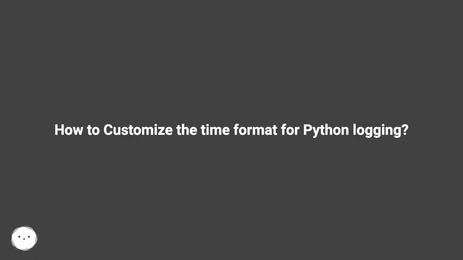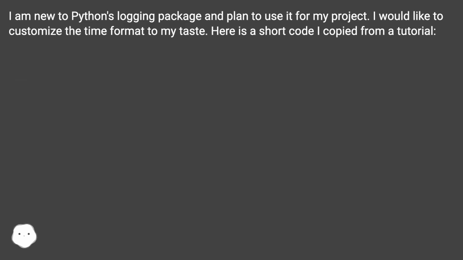How to customize the time format for Python logging. I am new to Python's logging package and plan to use it for my project. I would like to customize the time format to my taste.